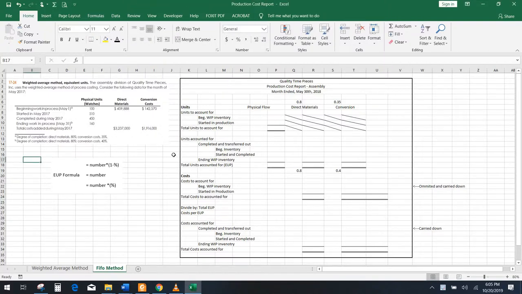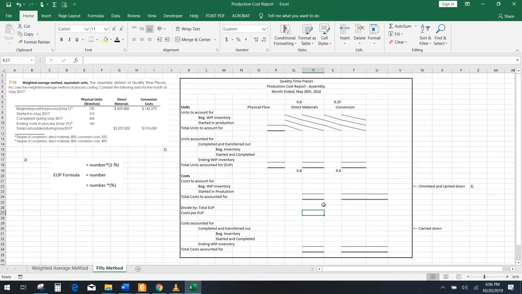The FIFO method has three major changes. The first major change is that these lines right here are inserted into the worksheet to differentiate between the units that were from the beginning inventory and the ones that were started and completed this period, and then the ones that were in the ending inventory. The second major change is we're using a different set of formulas. And then the third major change is here in the costs. These numbers are not used, they are omitted in order to calculate the cost per EUP down here.